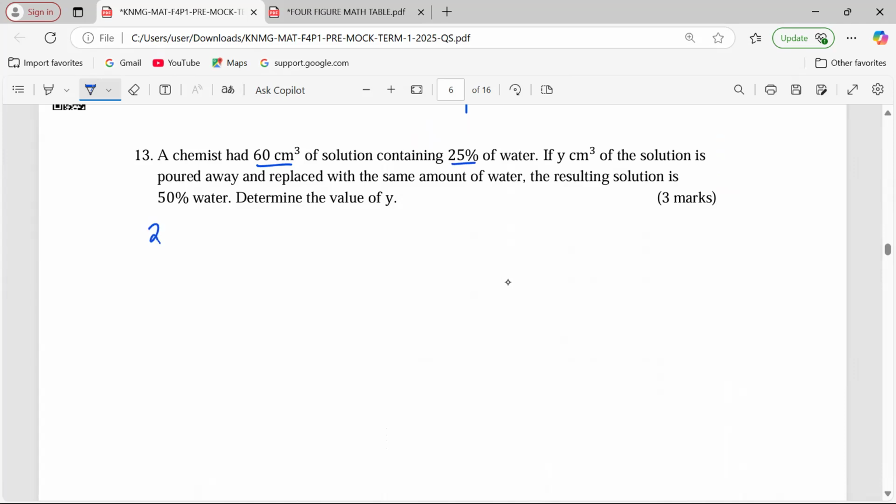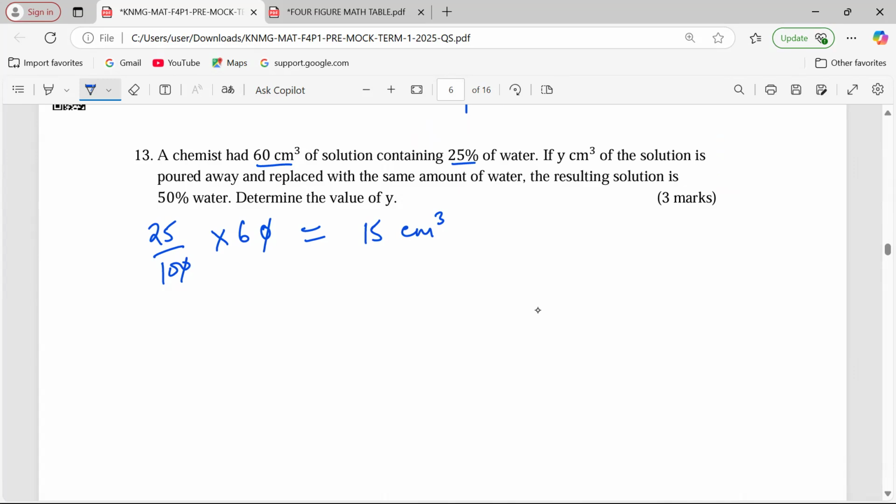25% of the volume of 60 is exactly 15 cubic centimeters. So initially, there are 15 cubic centimeters of water in this solution. Then Y cubic centimeters of the solution is poured out.